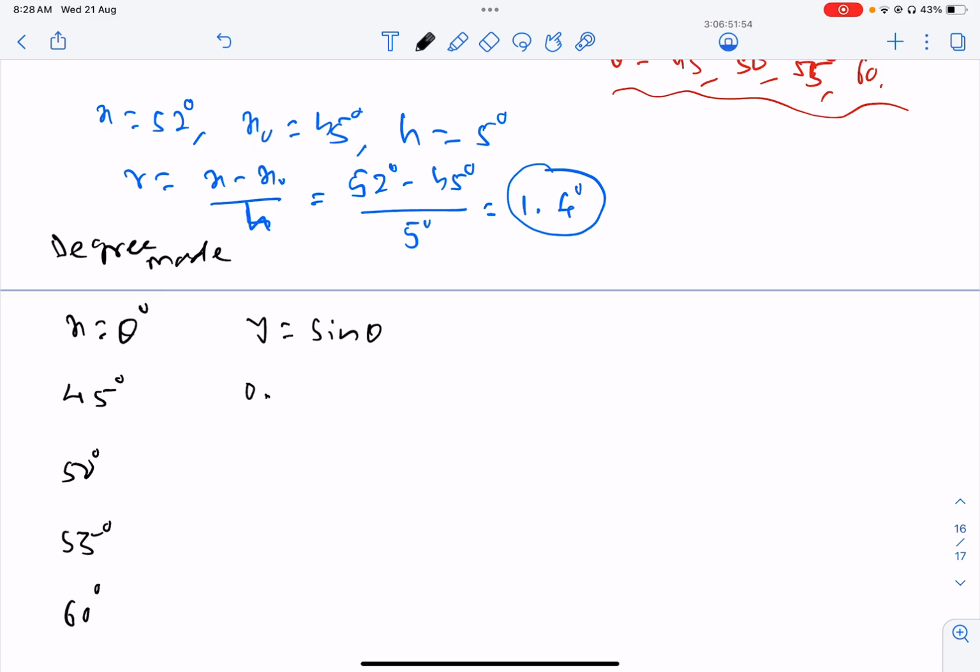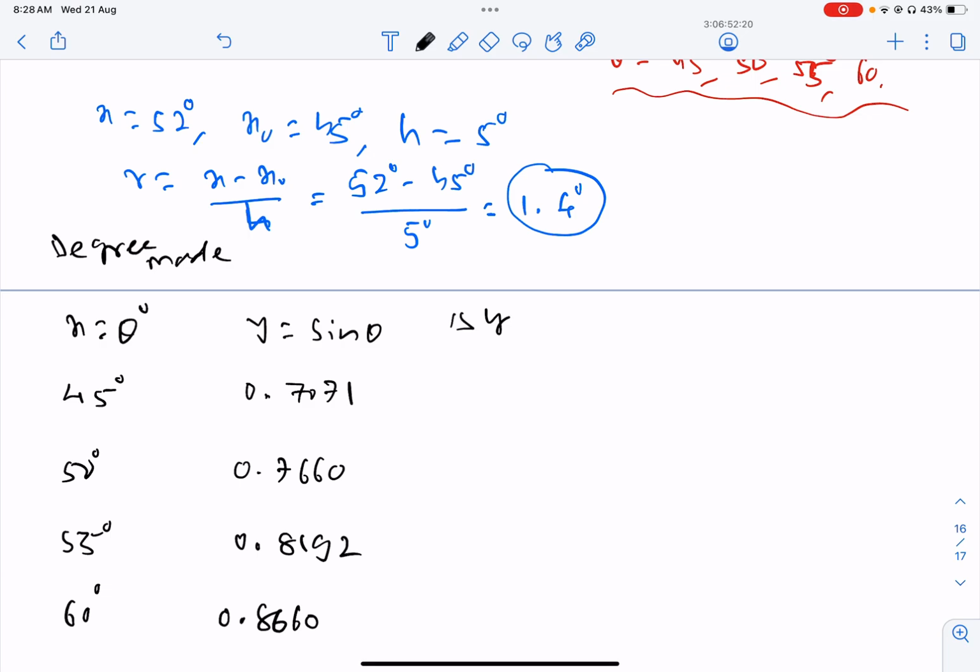Sine 45 degree is 0.7071, same way 50 degree is 0.7660, 55 degree is 0.8192, and this is 0.8660. And now we prepare the table.